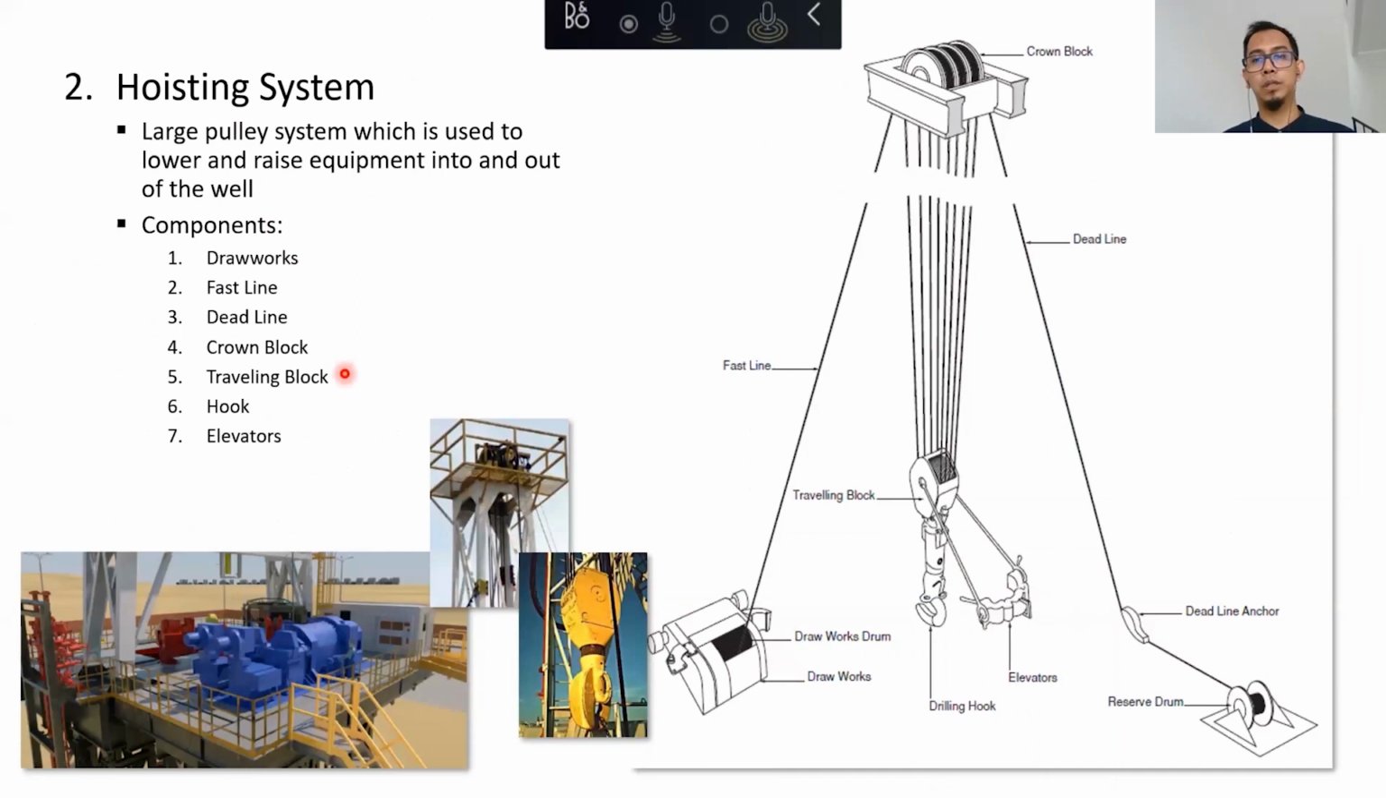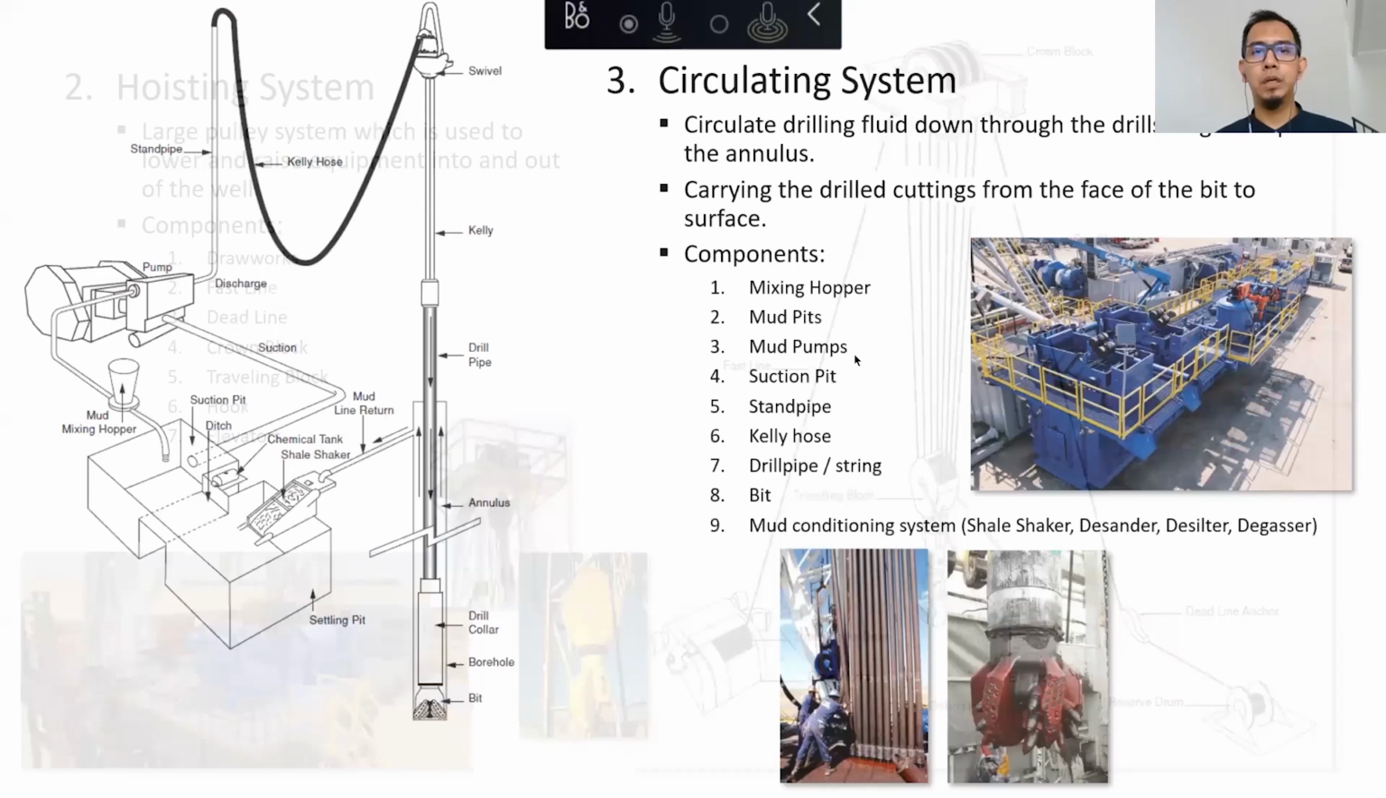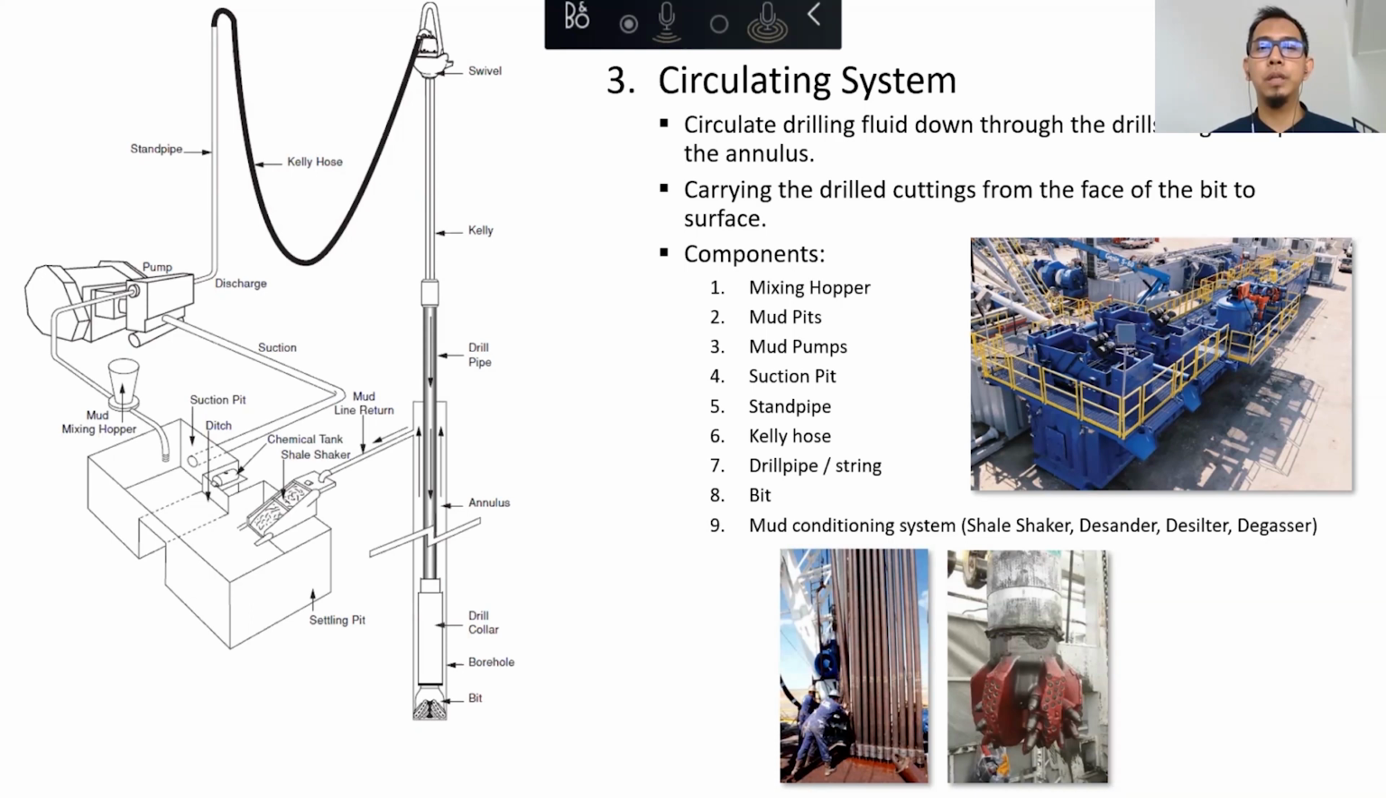And then the circulating system, its function is to circulate drilling fluid down through the drill string and up to the annulus, also to carry all the drill cuttings from the face of the bit to the surface.